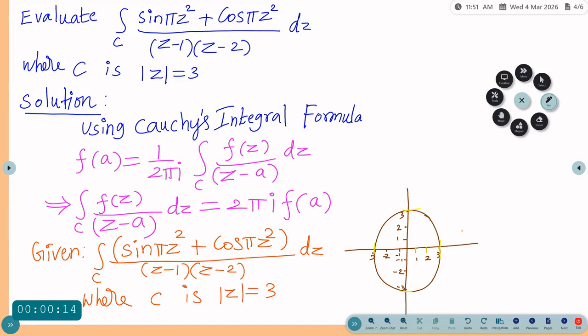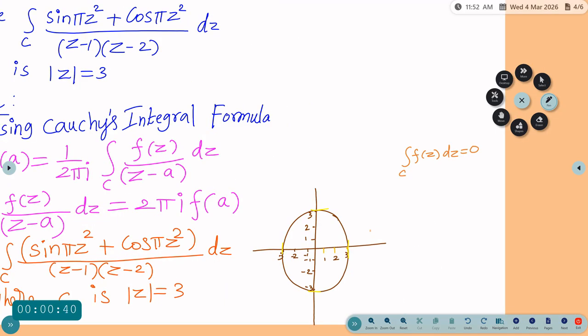Cauchy's theorem. If a function f of z is analytic and its derivative f dash of z is continuous at all points inside and on a simple closed curve C, then we can write integral over C f of z dz equal to 0.